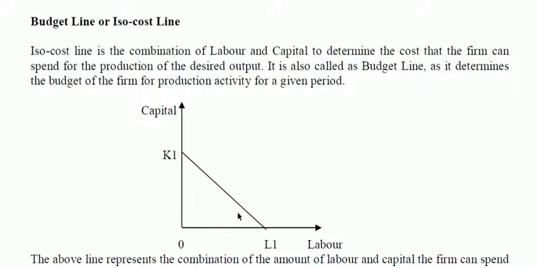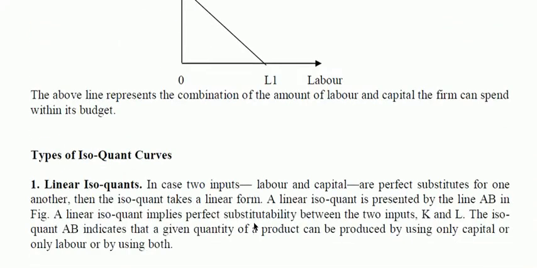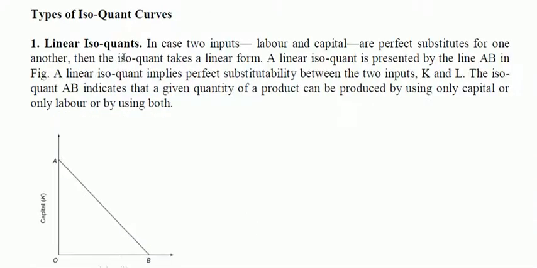So again, it can be called an iso cost line. Iso cost, same cost. So on this line, whatever cost I'm incurring is the same, with any amount of change in my labor and capital. Okay, so before moving on to the next one, just the types of isoquant curve.